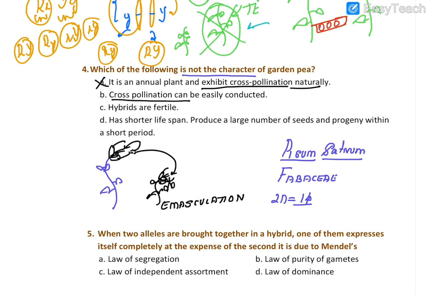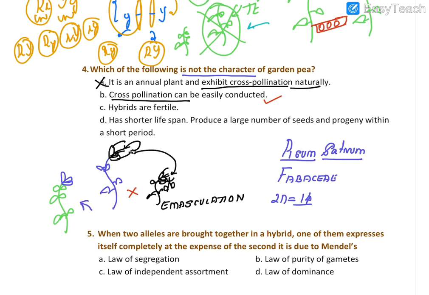It is called emasculation. Anywhere you can bring about cross-pollination, but naturally exhibit self-pollination. So the second statement is correct. Second statement, cross-pollination can be easily conducted. Then if you conduct a genetic cross, in the next generation you get the F1 generation. In the F1 generation, you can bring about self-pollination as well as cross-pollination.